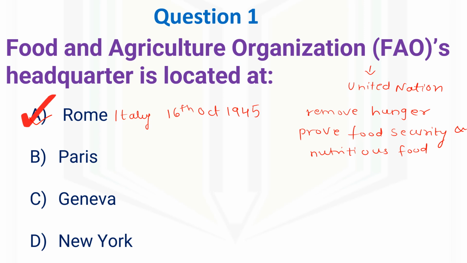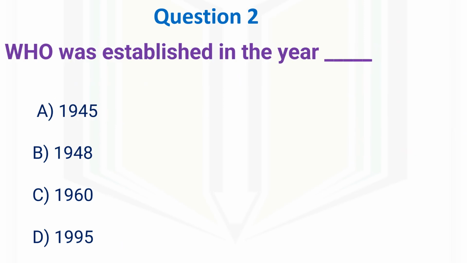Question number 2. WHO was established in the year. Options are 1945, 1948, 1960, 1995. Correct option is 1948. WHO is the World Health Organization, and it was established in the year 1948 in Geneva, Switzerland.